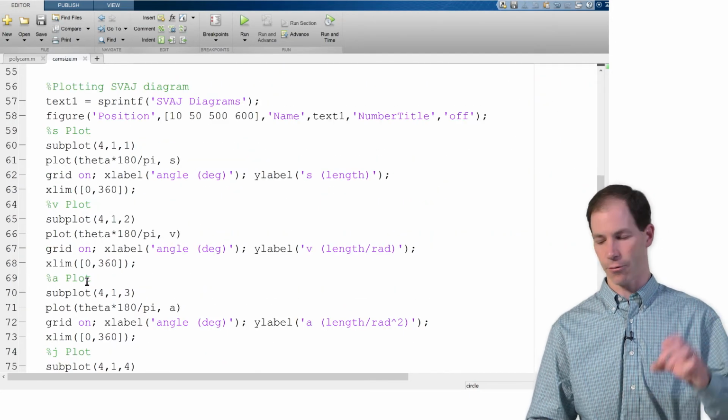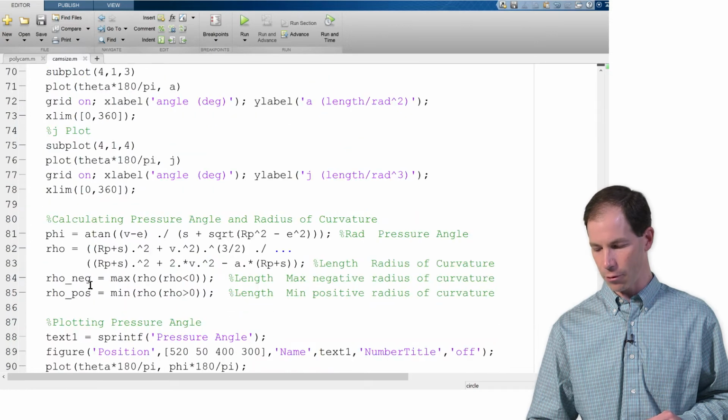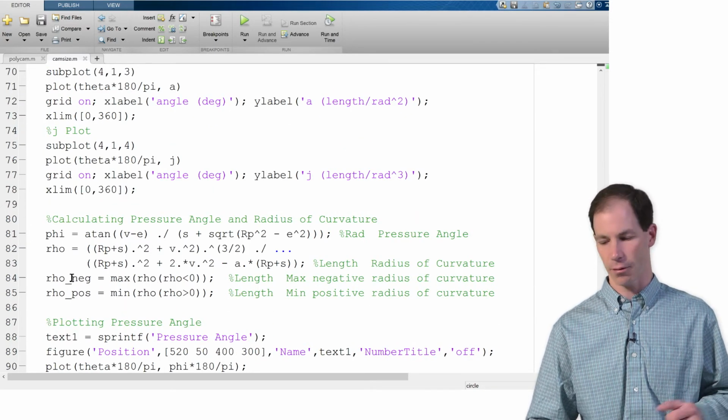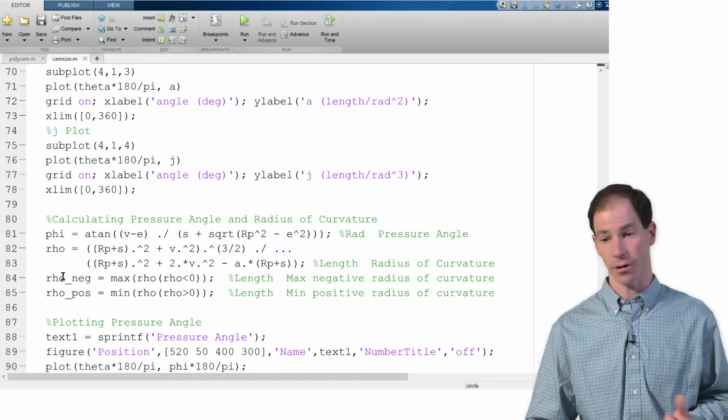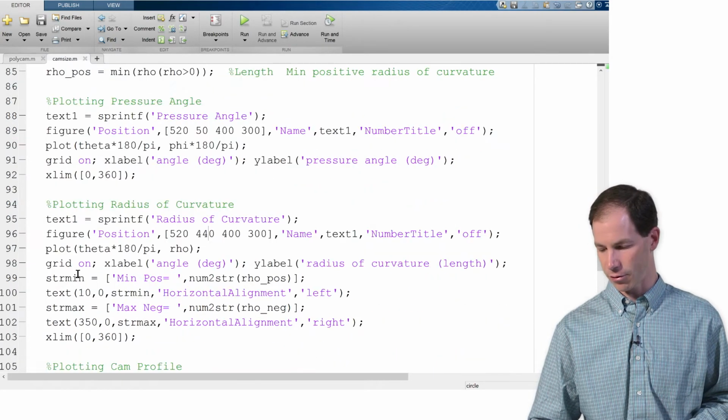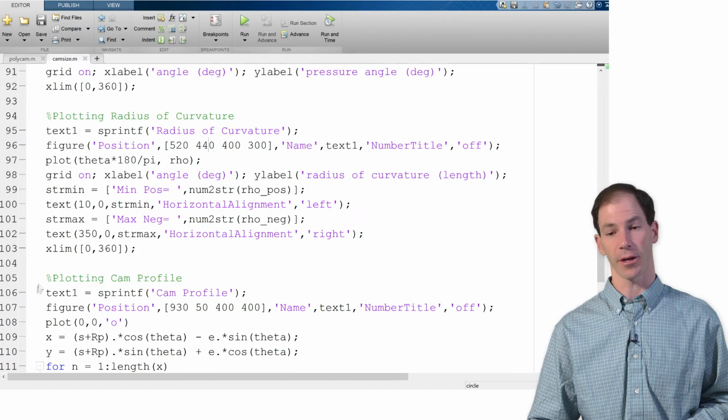So I'm plotting, have 4 different subplots. And then I move into calculating my pressure angle and my radius of curvature. Again, the same equations that I showed you and you can dig out of your book. I then plot the pressure angle, I plot the radius of curvature, and then finally I plot the cam profile.